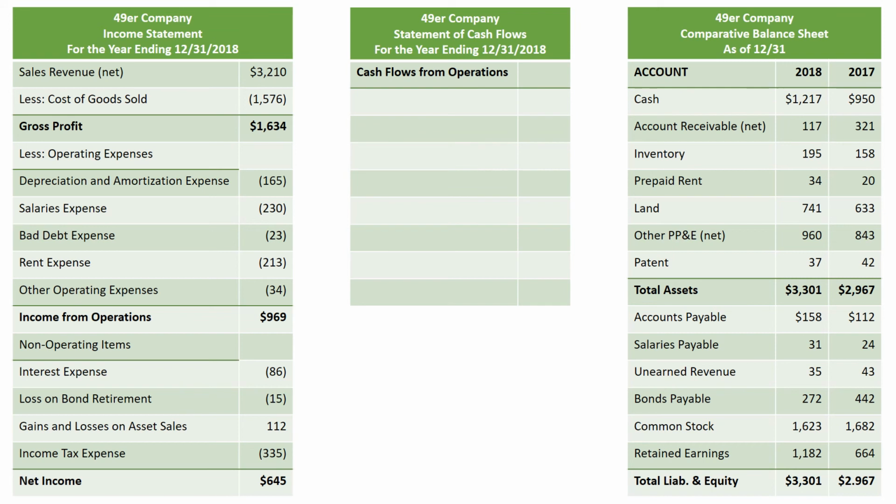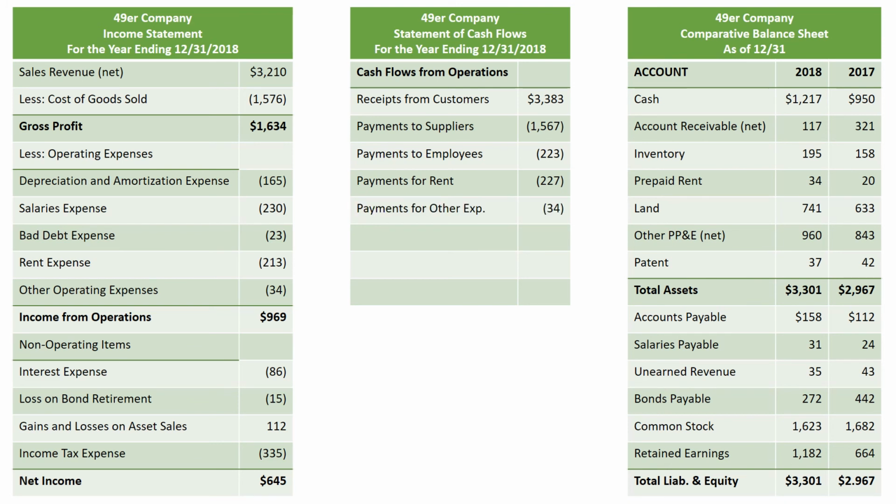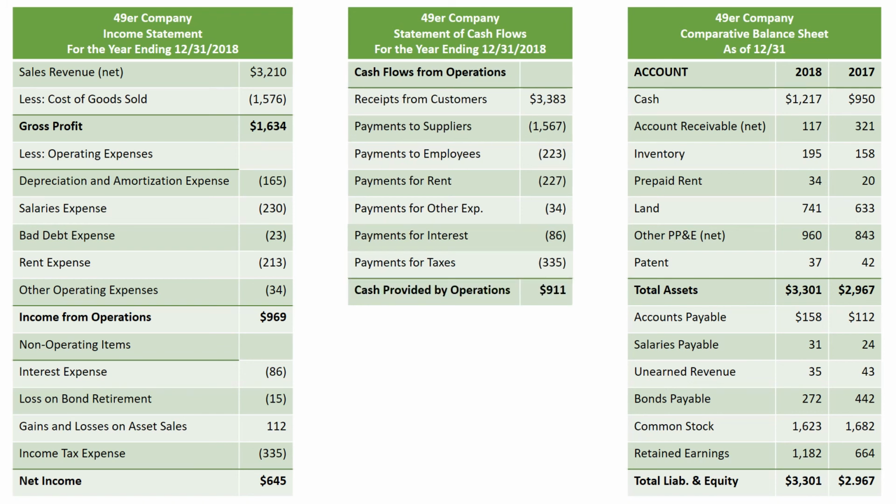And so we put all that information into the operating section of the statement of cash flows. Receipts from customers, payments to suppliers, payments to employees, payments for rent, payments for other expenses, payments for interest, and payments for taxes. And we add all that up, we should get exactly the same amount that we would have gotten using the indirect method. And we do. The total cash provided by operations is $911.